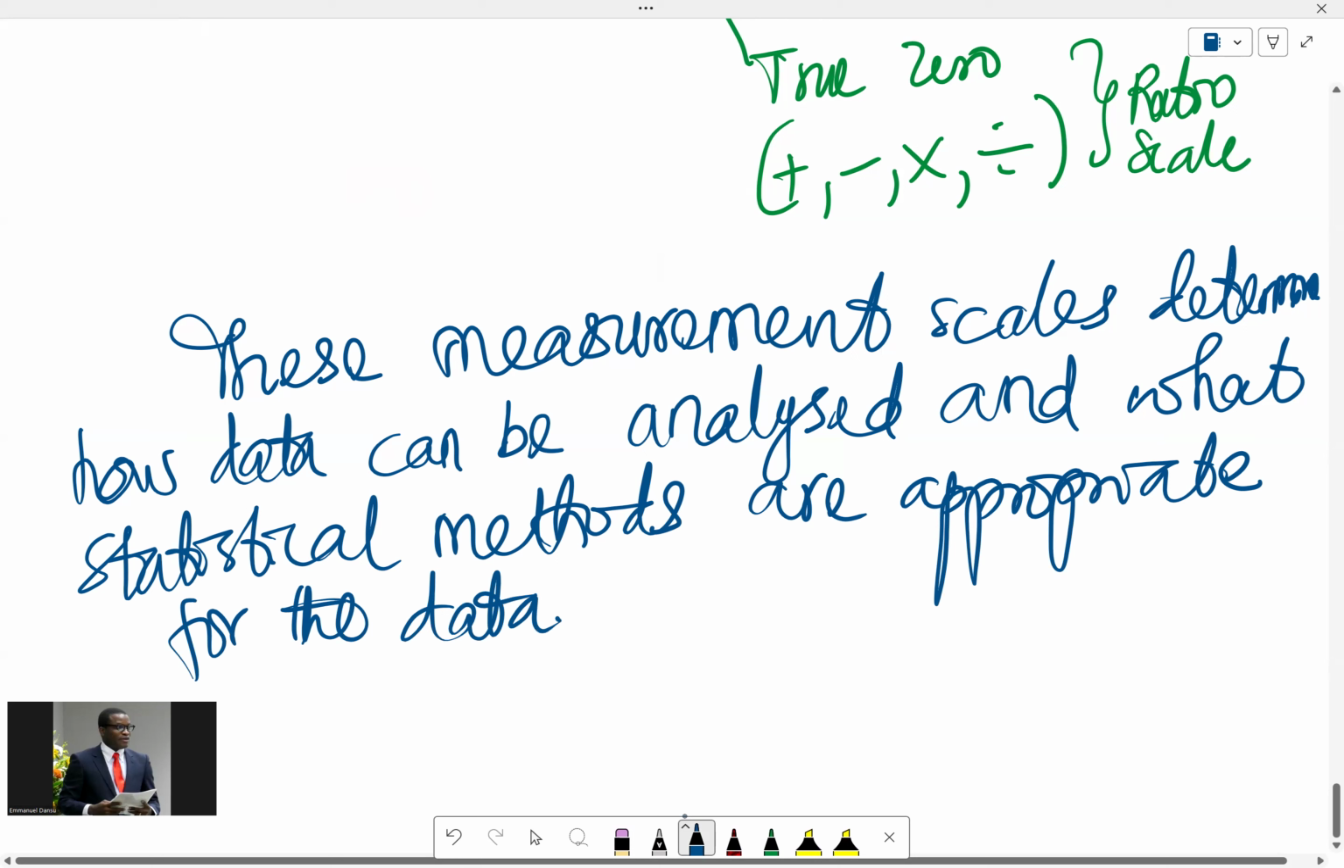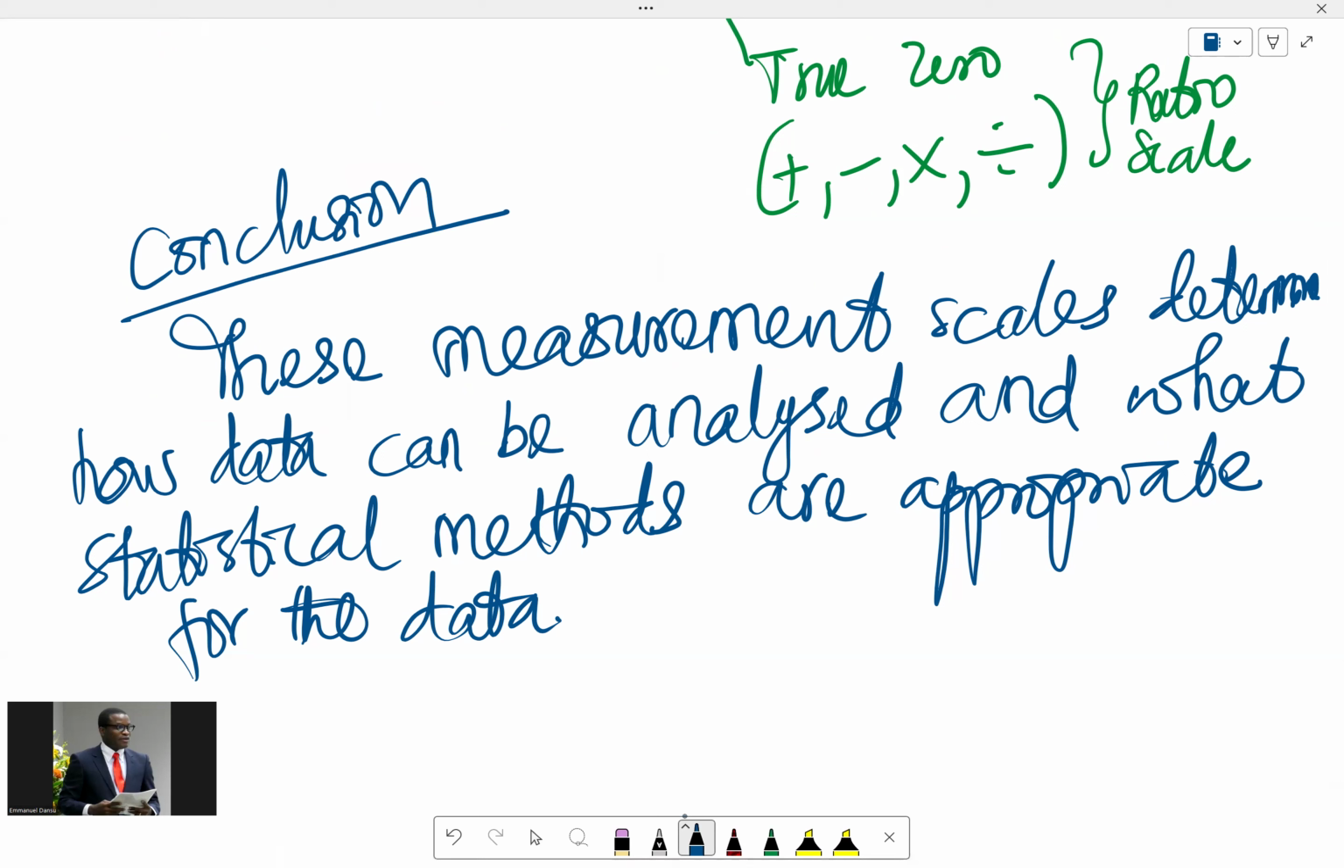As you go on in your statistics journey, when you are confronted with data, the first thing you want to see is what kind of variables you have. What is the scale for measuring those? The scale of measurement is going to let you know the kind of analysis you need to carry out. So these measurement scales determine how data can be analyzed and what statistical methods are appropriate for the data. The way you analyze each kind of scale is different, and that's why it's really important. We are going to see more of that as we go on.